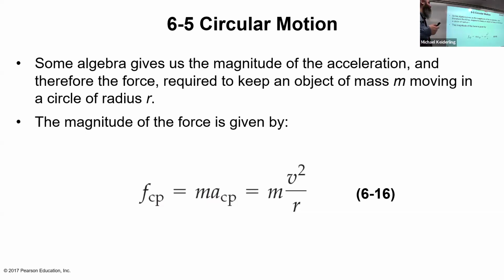So if you do a little algebra, you can get the magnitude of the acceleration and the force required to give an object of mass m moving in a circle of radius r. The magnitude of this force is the centripetal force, which is mass times speed squared over radius.